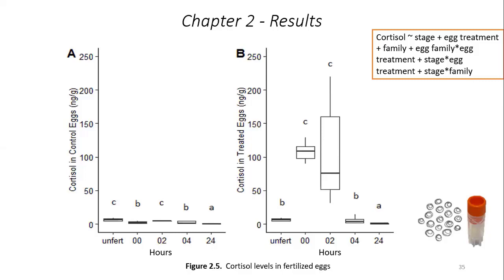And then you'll also notice that by 24 hours after fertilization, all of the cortisol has actually been ejected from the egg. So that is actually the normal process in fish eggs. So that is what I was expecting. And I'm still expecting that the elevated cortisol during those first 24 hours is still going to have a developmental effect on the embryos.